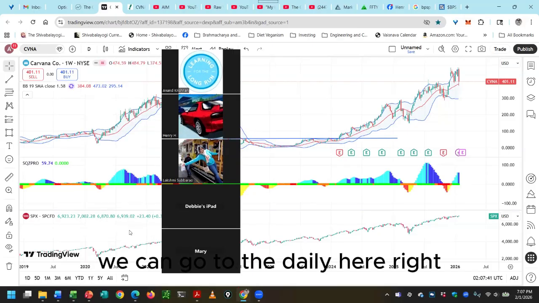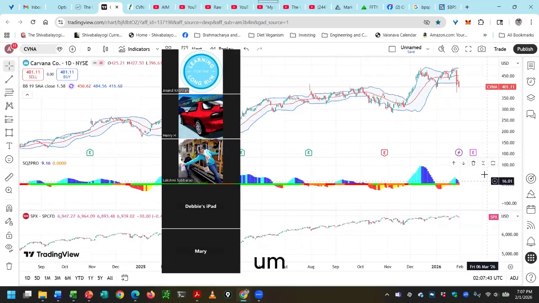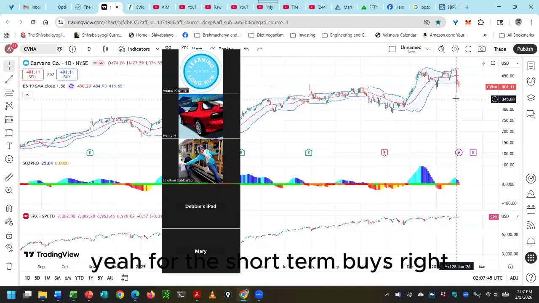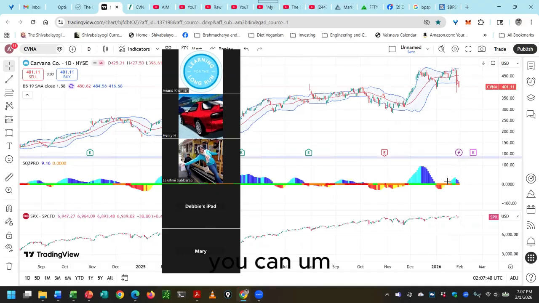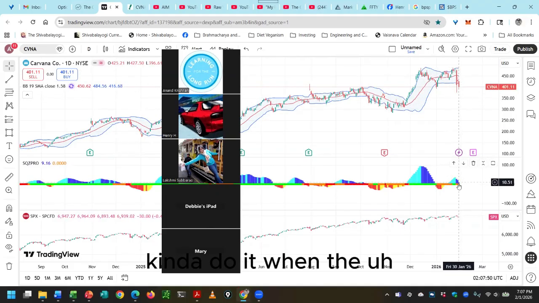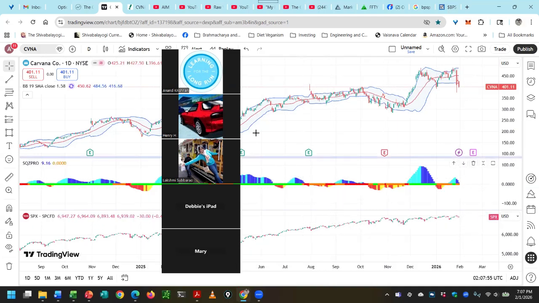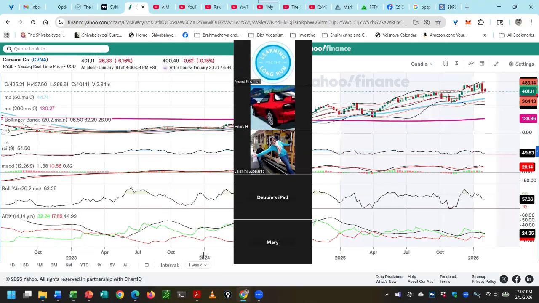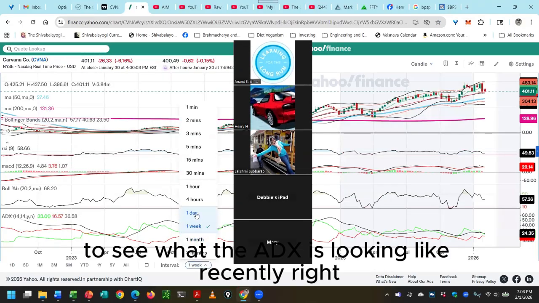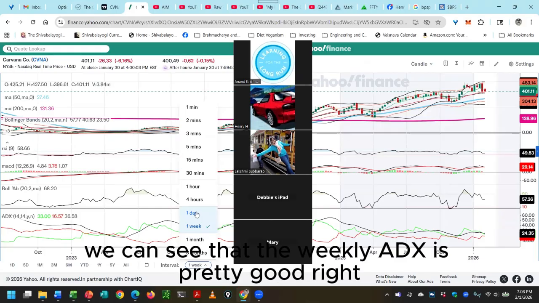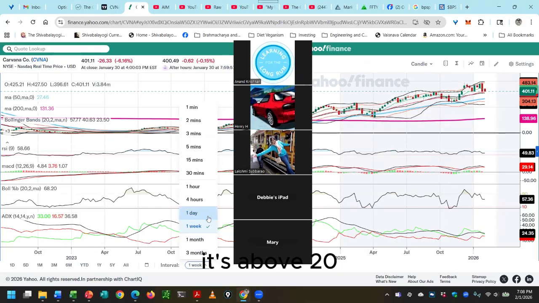If you're looking at short-term buys, again, we can go to the daily here. For the short-term buys, you can do it when it turns from red to yellow on the daily, right? And again, we can check over here to see what the ADX is looking like recently. We can see that the weekly ADX is pretty good. It's above 20.